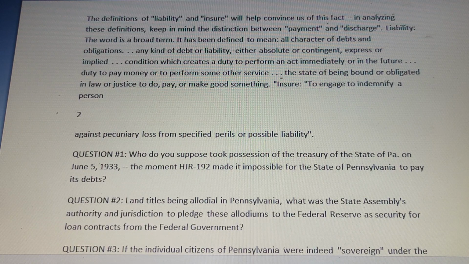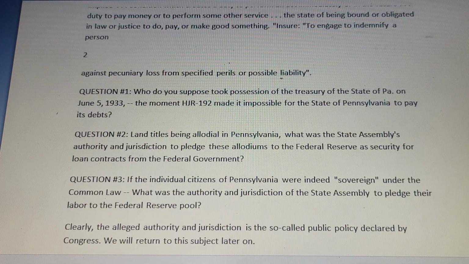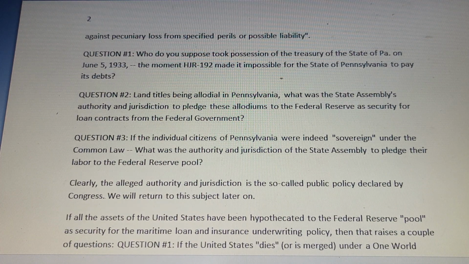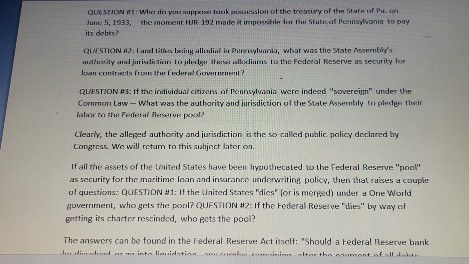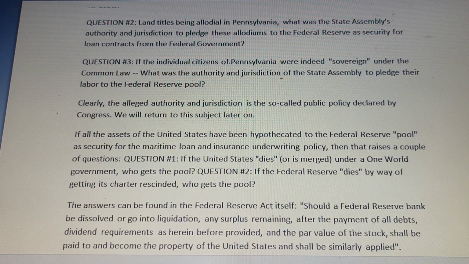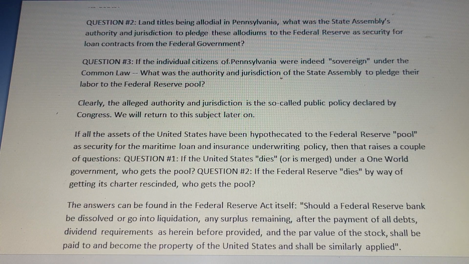Question number 1. Who do you suppose took possession of the treasury of the state of Pennsylvania on June 5th, 1933, the moment HJR 192 made it impossible for the state of Pennsylvania to pay its debt? Question number 2. Land title being allodial in Pennsylvania, what was the state assembly's authority and jurisdiction to pledge these allodiums to the Federal Reserve as security for loan contracts from the federal government?